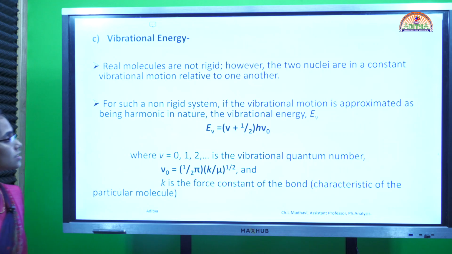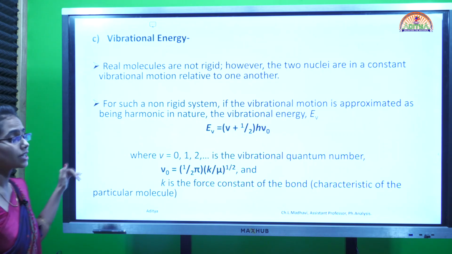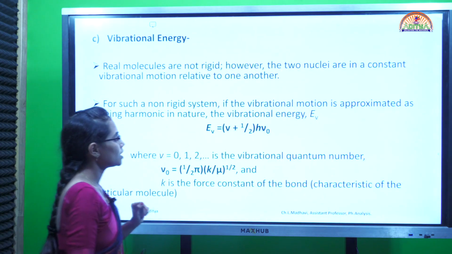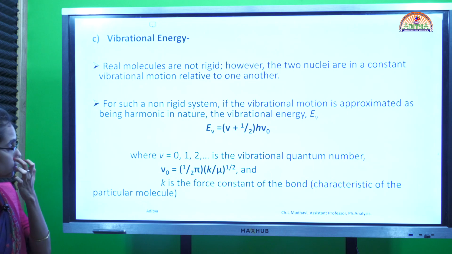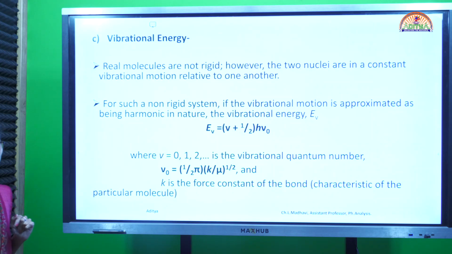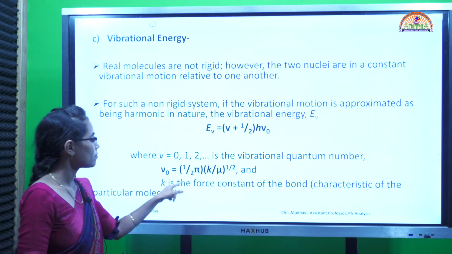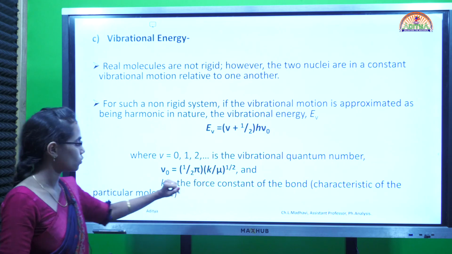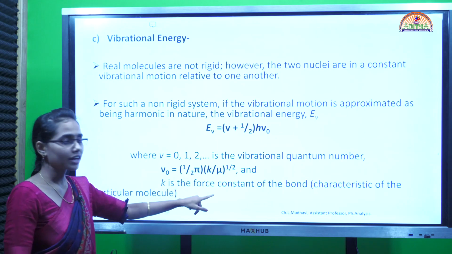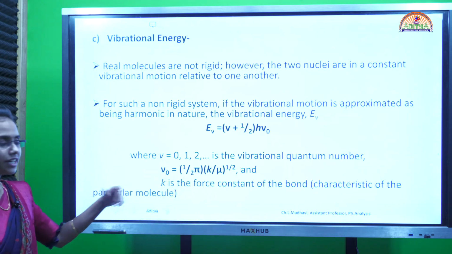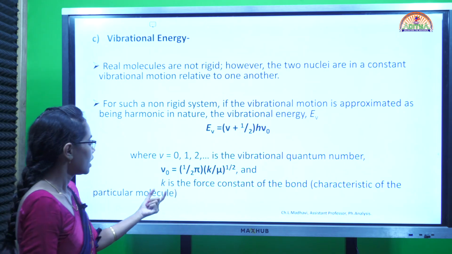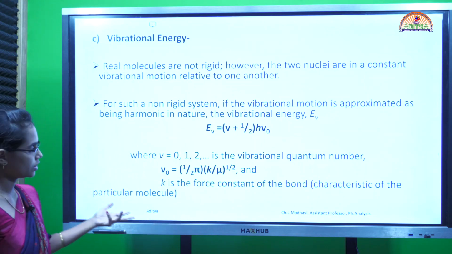For such a non-rigid system, if the vibrational motion is approximated as harmonic, the vibrational energy Ev equals (v plus 1 by 2) h nu naught, where v equals 0, 1, 2, 3, which is the vibrational quantum number, whereas nu naught is 1 by 2 pi (k by mu) power 1 by 2. Here pi is a constant value, k is the force constant, which is characteristic of the particular molecule. For each molecule we have a particular force constant value, and mu is the reduced mass.